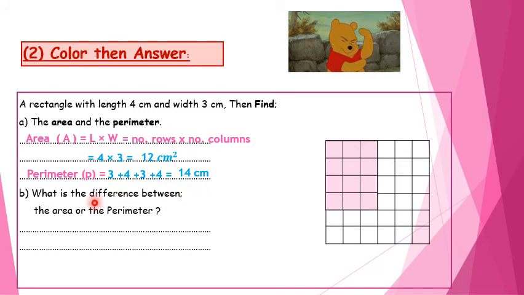So in this question, he means: what is the difference between area and perimeter? Area represents what and perimeter represents what? Area is the number of units inside the shape. I have here units that are like squares, so the area is the number of units inside the shape. And the perimeter, when I want to find it, I count only the outline of it. So the perimeter is the outline only.